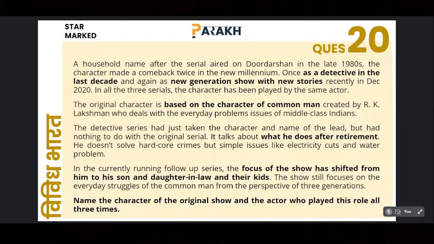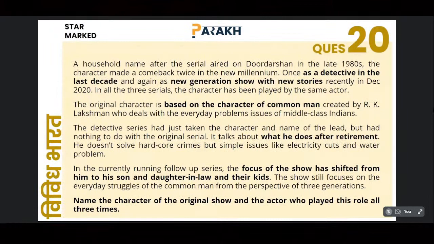Okay, everyone, sorry for some voice issues. Question number 20 is a household name after the serial aired on Doordarshan in the late 1980s. The character made a comeback twice in the new millennium, once as a detective and again as a new generation show with new stories recently in December 2020. In all three serials, the character has been played by the same actor. The original show is based on the character of a common man created by R.K. Lakshman who deals with everyday problems and issues of middle class Indians.